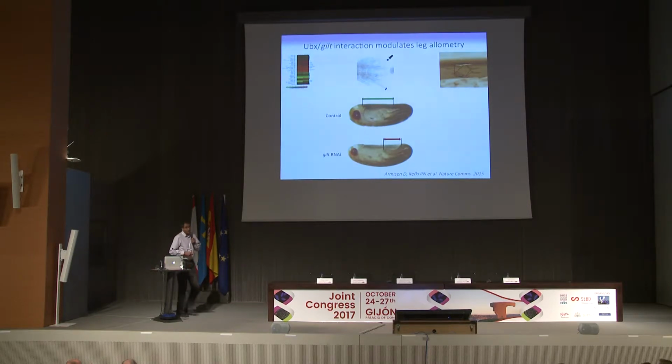So what does GILT itself do to the legs? This is an embryo. GILT is expressed in the tip, which corresponds to the tarsus, which is what you see here, highlighted. It's a very long segment. When we knock down GILT using RNAi, we have embryos that look completely normal, except that they have very short second leg tarsi. So this is one way how UBX controls the size of the leg: by controlling targets which are in themselves important for growth.